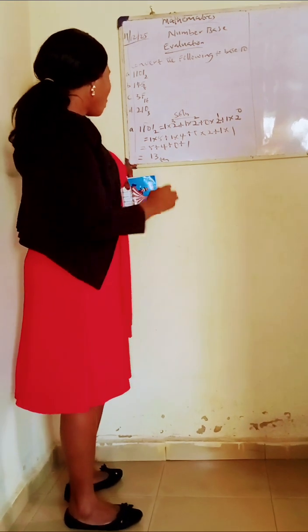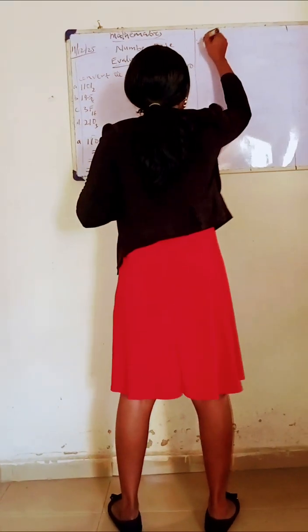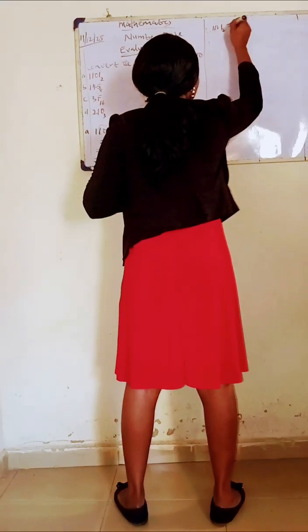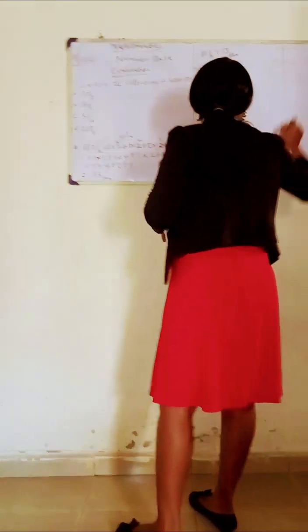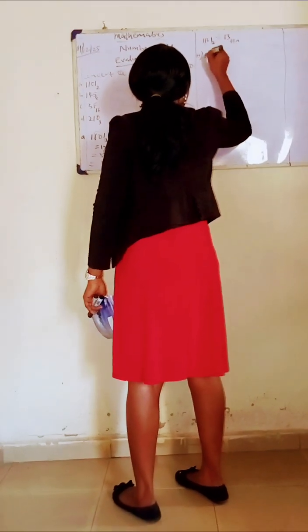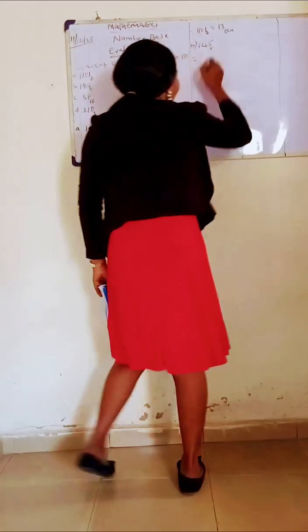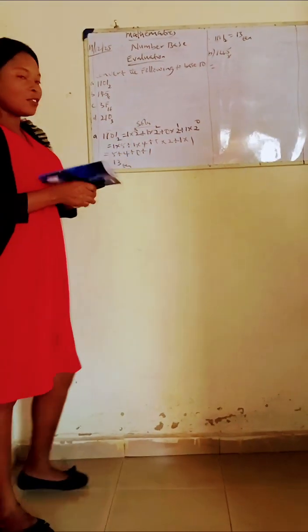So we say therefore, I'm going to write therefore, 11012 is equal to 13 in base 10. Then we look at the next one, B. We have 145 in base 8, 145 to base 8.